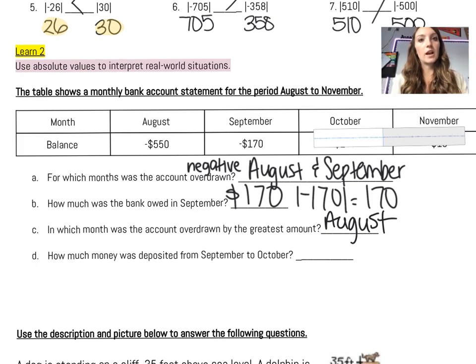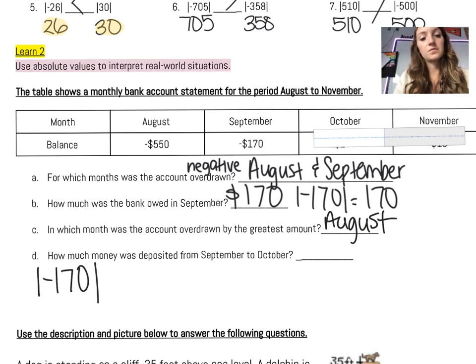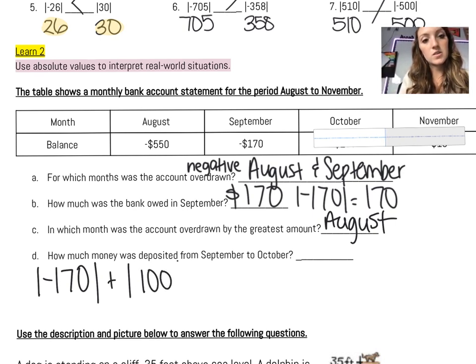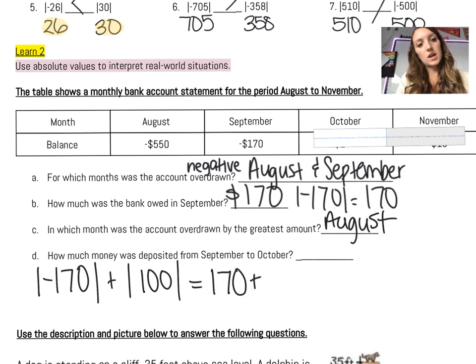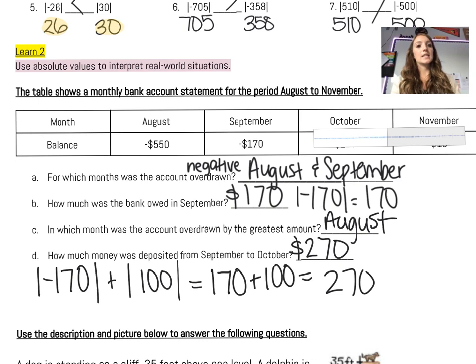And this is where we're going to use our absolute value to help us. So first I need to start at negative $170, and I've got to get to 0. So that would be my distance to 0, plus the amount of money from my balance of 0 to get to 100, which would be the absolute value of 100. So this translates to 170 plus 100. So altogether, $270 was deposited into the bank from September to October.